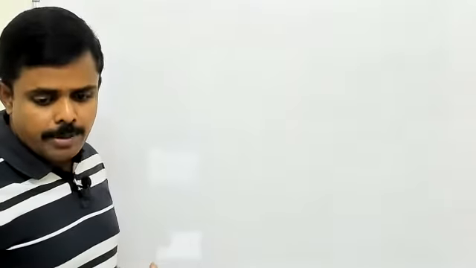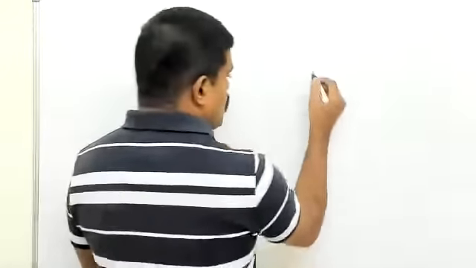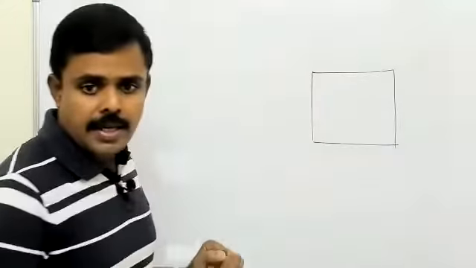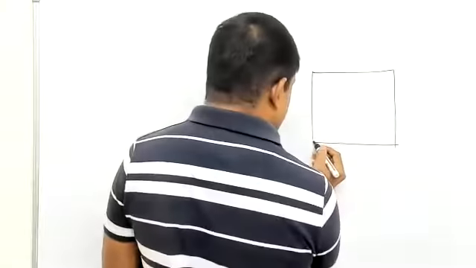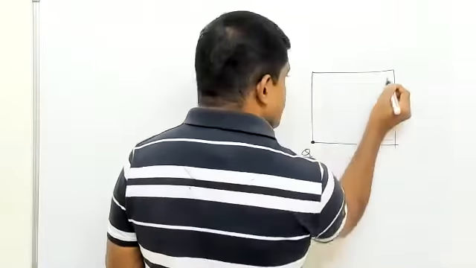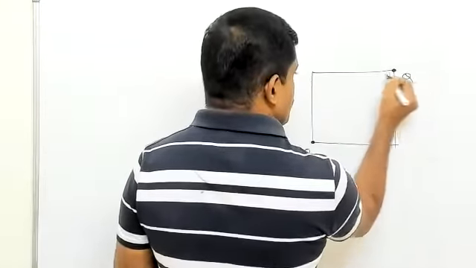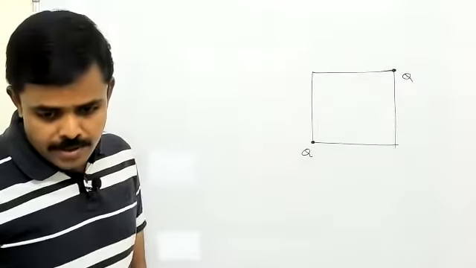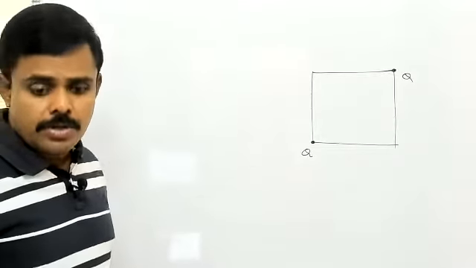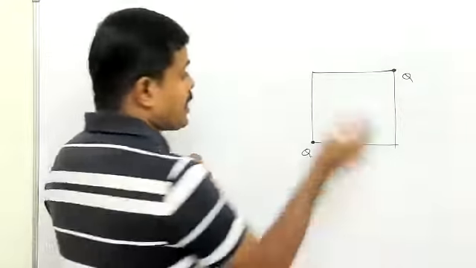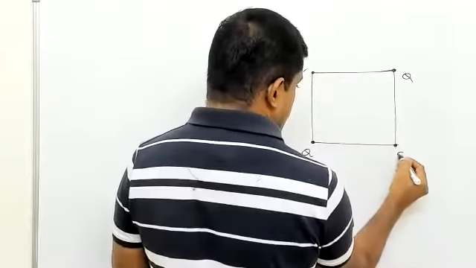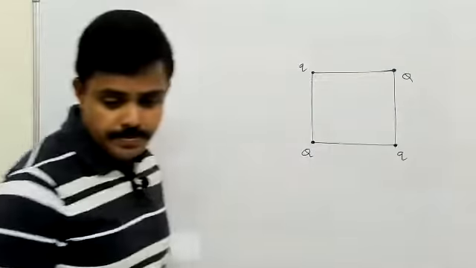A charge capital Q is placed at each of the corners. Look at this, I have a square here. I have two charges, capital Q here and capital Q here. Then two small charges, small q each, are placed at each of the other two corners. Right here I have another q, and another q here. Now the question is what?